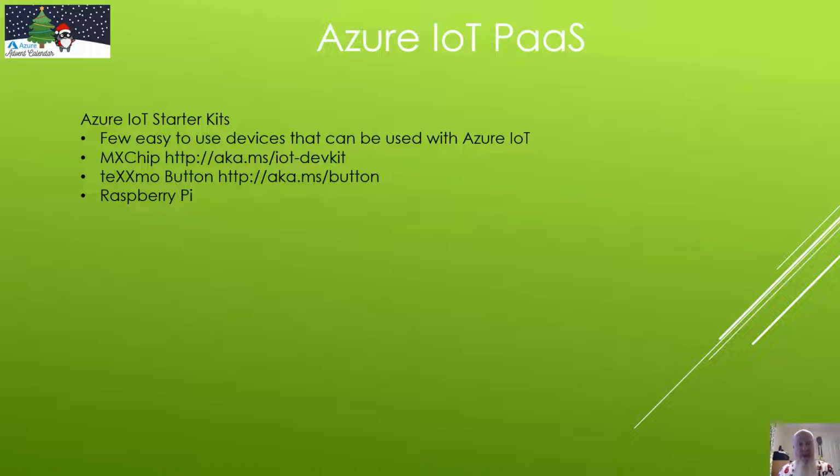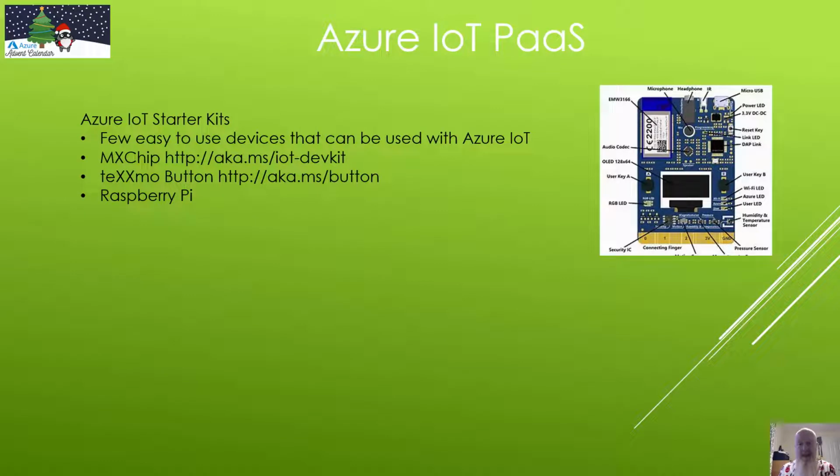which can hook very easily into IoT Hub and IoT Central. There's also a text mode button. I've got one, though I've never managed to get it to work. The Raspberry Pi is very, very useful. A little bit more flexible, a little more powerful than the MX chip, because you can run Windows IoT Core on it, and also run local IoT Edge containers on it as well. So it's a lot more flexible. And you've also got a lot more sensors, a lot more capabilities with the Raspberry Pi.